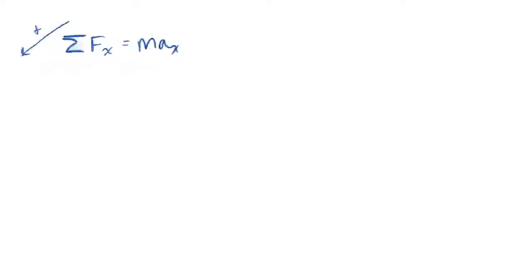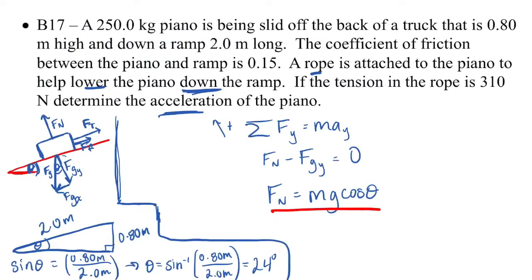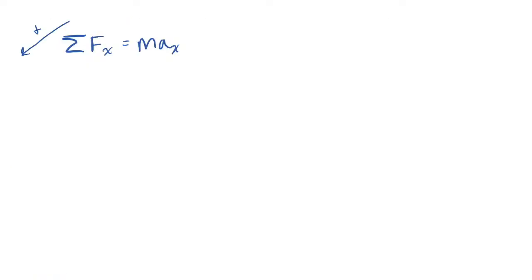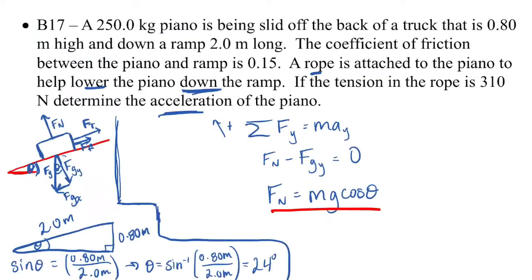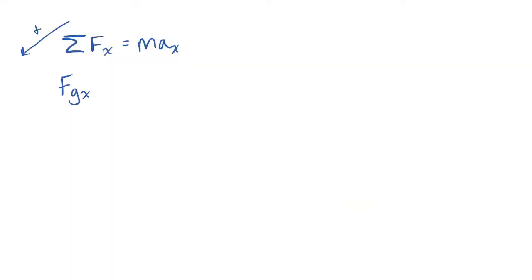So let's sum all the forces in the x direction to begin with. So down the ramp is positive, and the only thing going down the ramp is force of gravity in the x direction. So let's start with that one. Force of gravity in the x direction is positive, and then from that I'm going to subtract force of tension and force of friction. And that's equal to mass times acceleration. I'm just going to call it a now instead of ax. You guys know it's the x direction.